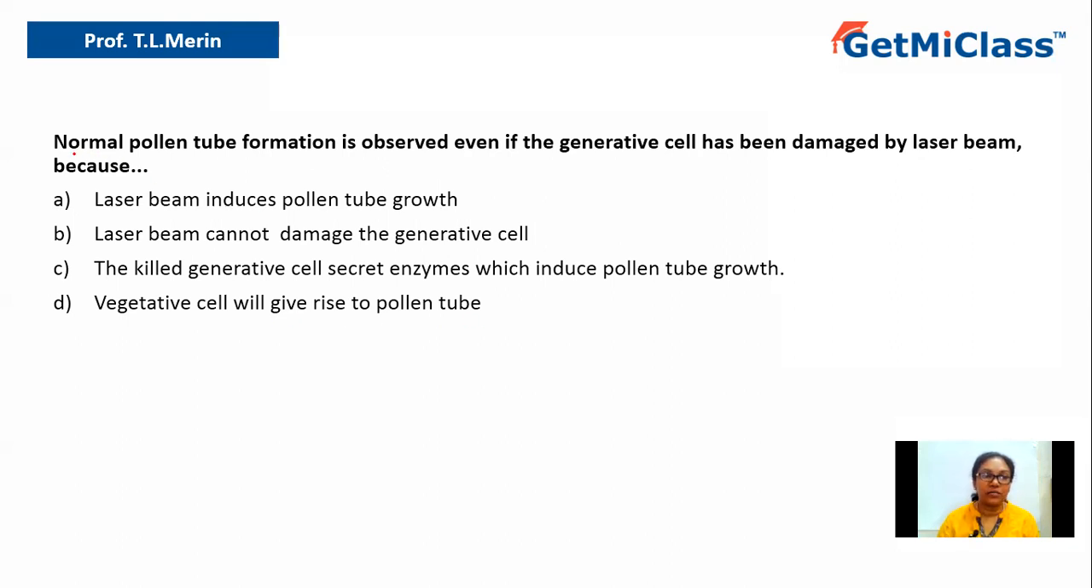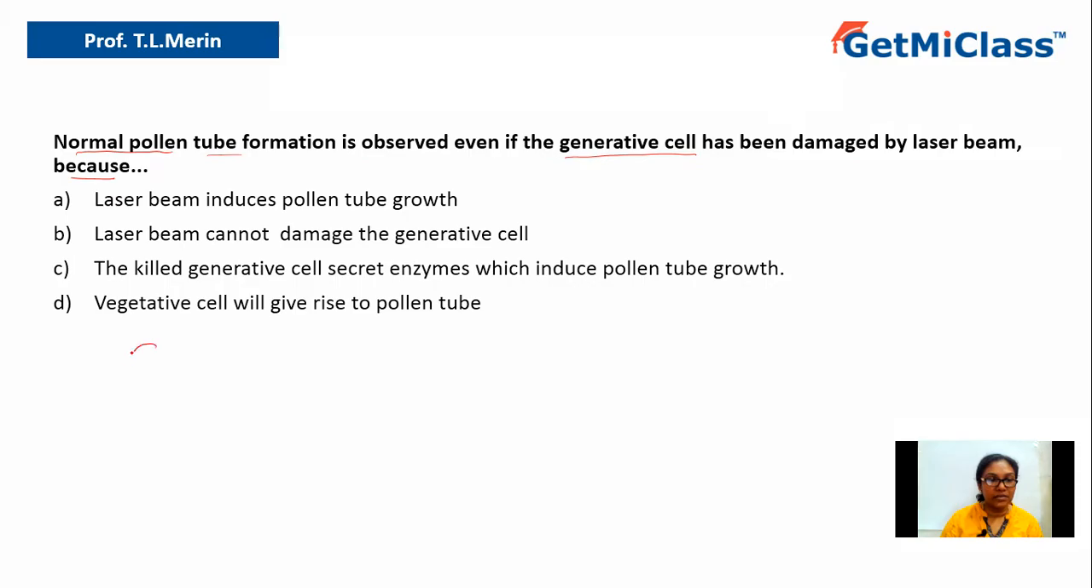Now let us understand the question. It says the normal pollen tube formation is observed even if the generative cell has been damaged by laser beam. So what is the reason that even if the generative cell has been damaged in the pollen grain, there is still formation of the pollen tube? So what do you mean by generative cell?